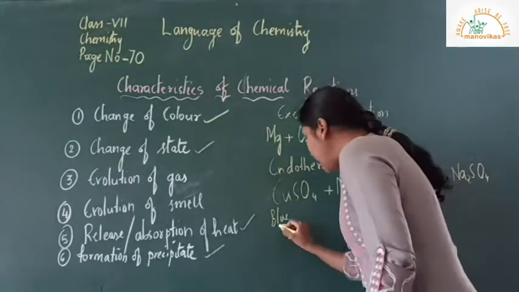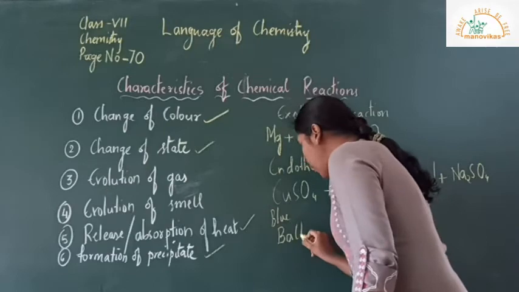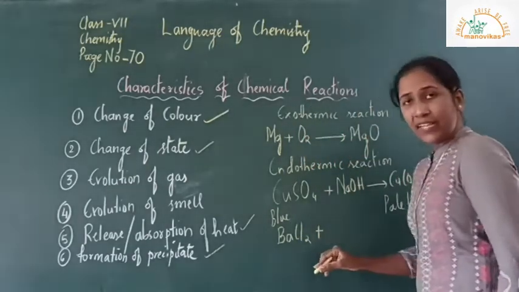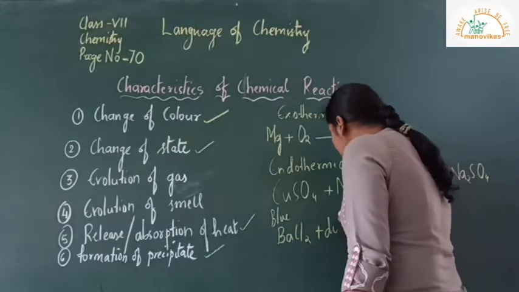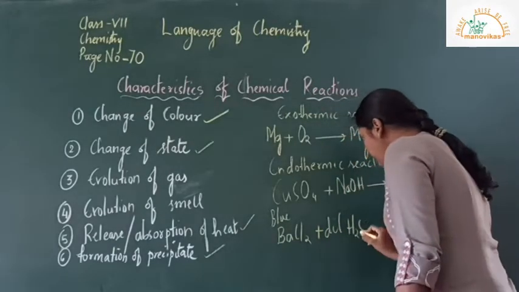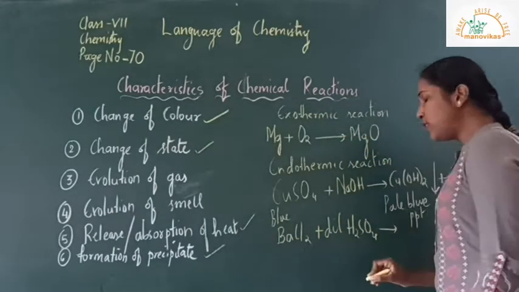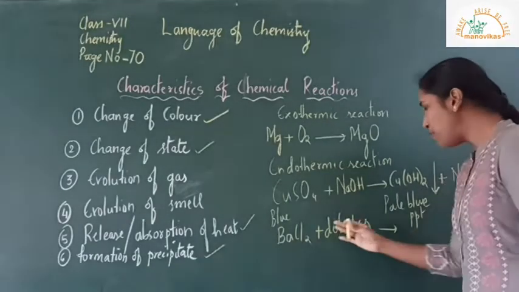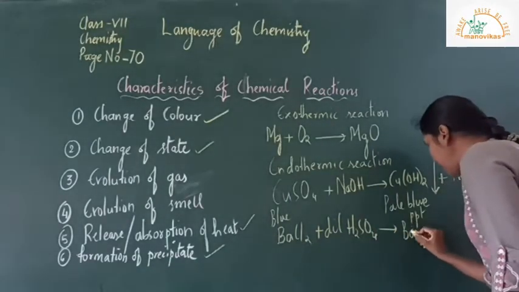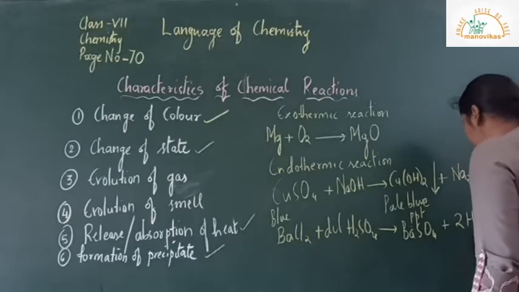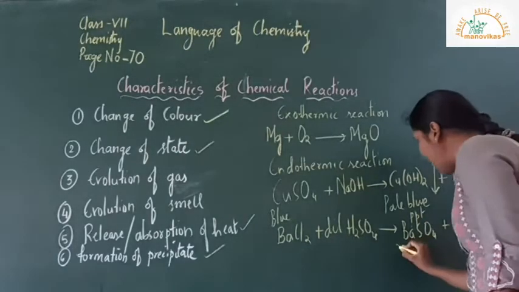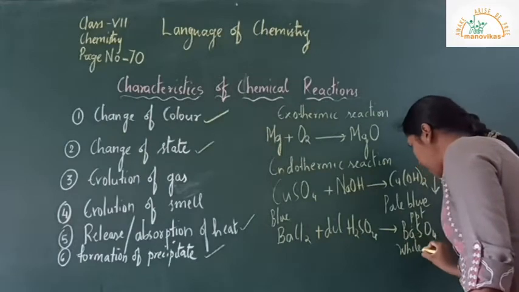Suppose I take barium chloride solution plus dilute sulfuric acid, you will get a precipitate of barium sulfate, BaSO4, plus HCl. So here you will get a white precipitate.